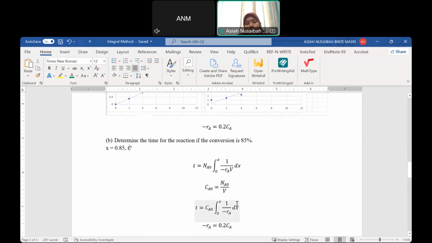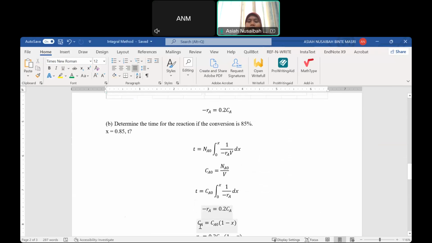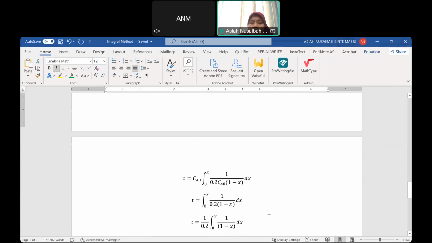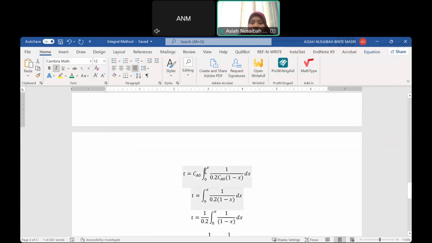Just now we have already solved the rate law. Minus RA equals 0.2 CA. And CA is equal to CA naught times 1 minus x, since it's a liquid reaction. So we put this CA term in the rate law equation. We have minus RA equals 0.2 CA naught times 1 minus x. Put into the design equation, we get time equals CA naught integration of x from 0 to 1 over minus RA, which is 0.2 CA naught times 1 minus x, dx.